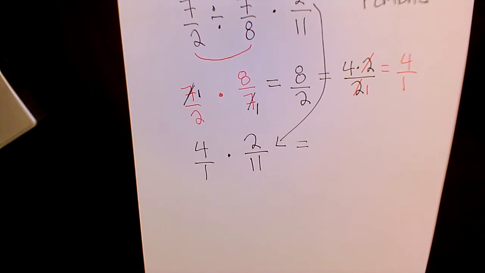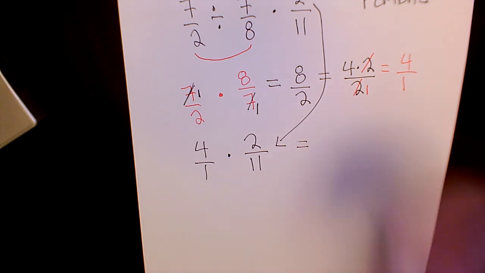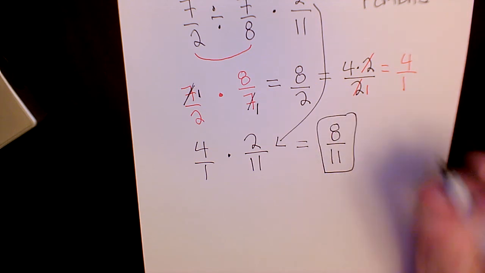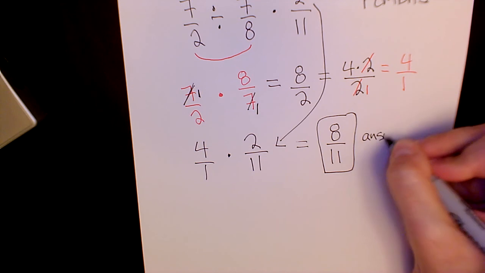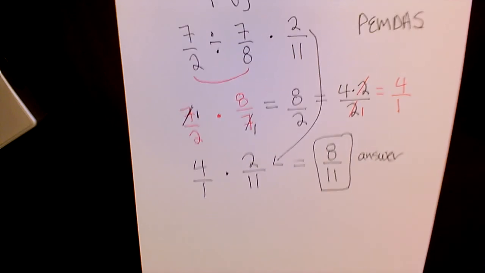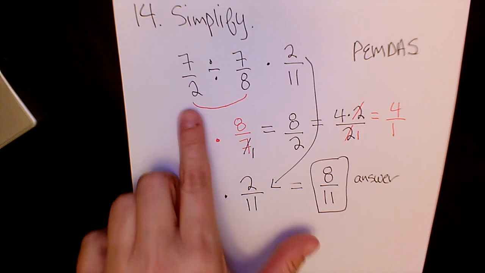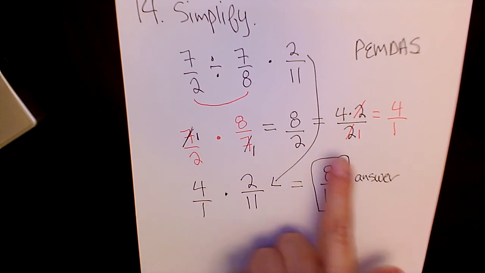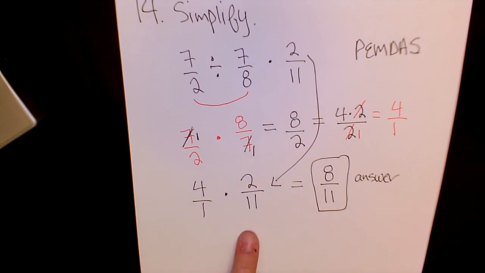And there's nothing I can cancel out, so I'm just going to multiply across the top and multiply across the bottom, and I'm going to get 8 over 11, and that is my final answer. So I just divided first because I need to do division first when I'm going left to right with multiplication and division. And I canceled that out and I got 4 over 1, and then I brought this down and multiplied straight across and got 8 over 11.